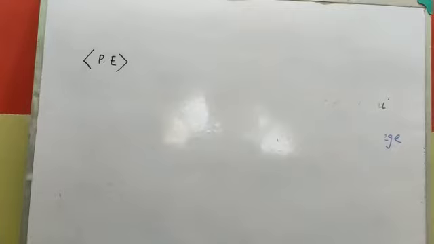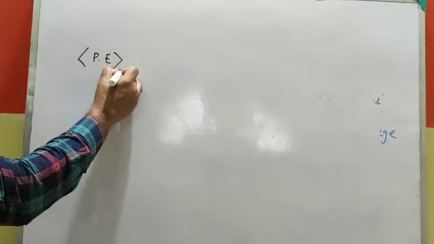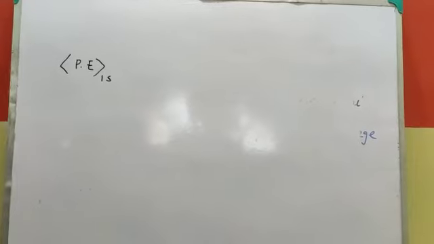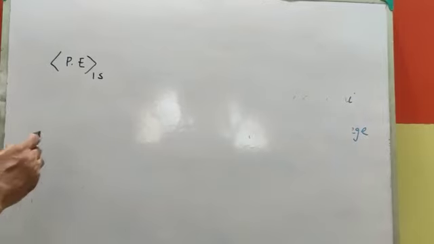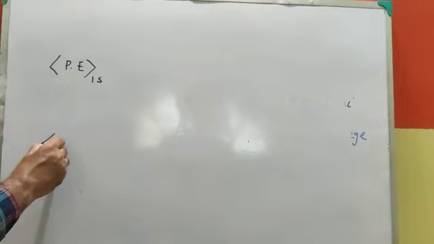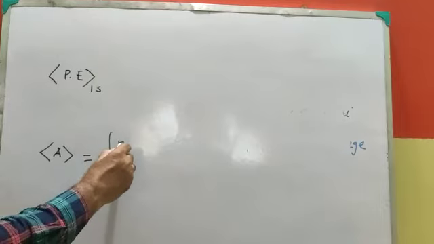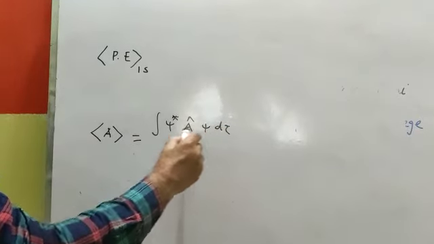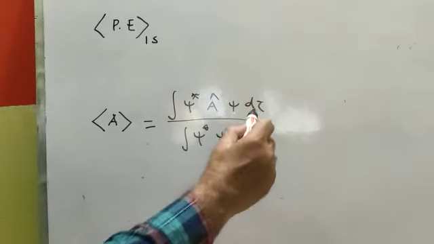Now for simplicity, we will calculate the average energy of one state, because already we know there are hydrogenic wave functions for the one state. So if one has to calculate the potential energy for the one state, how can one calculate the average value? Because we already know that the average value of any property A, where A is a physical observable, can be written like this: integration over all space psi star A operator psi d tau by integration psi star psi d tau.